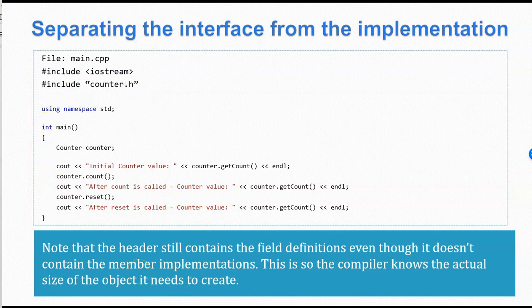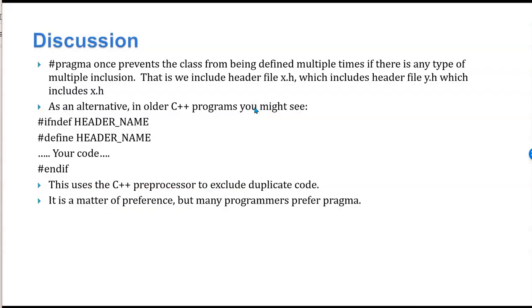The reason the header contains the fields and not the method implementations is we need to know the field sizes for the compiler to determine the size of the object. Whereas with methods, only one copy is actually created per class. So, pragma once prevents the class from being defined multiple times if there is any type of multiple inclusion.